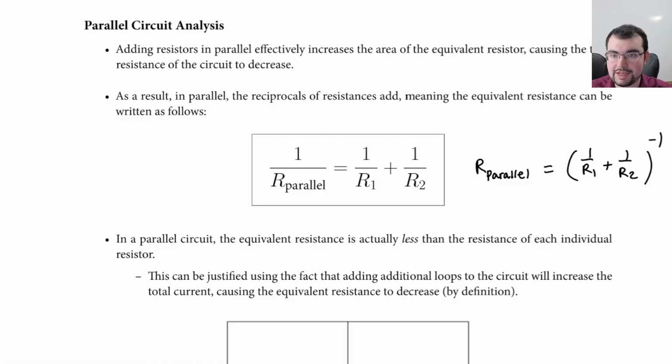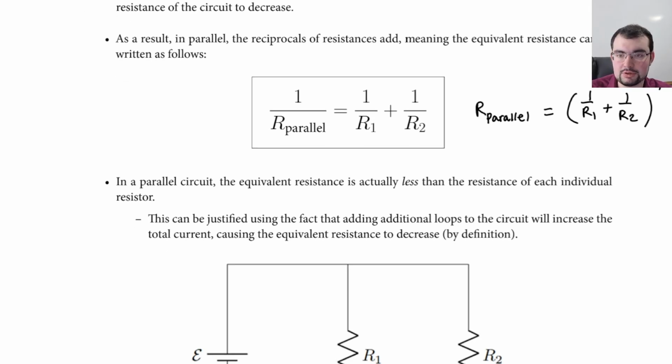And also, if you only have two resistors, there's a shortcut that you get by writing this as a common denominator, and you'll see that you can do product on top and sum on the bottom. But that only works for two resistors, so I don't really talk about it.